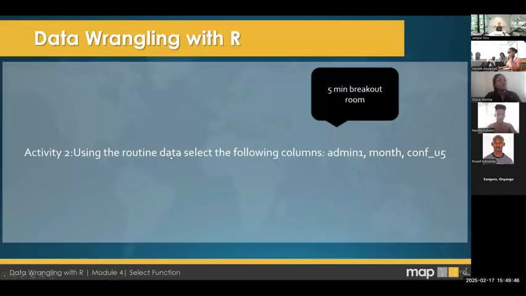Using now the edited routine data, which we have named DF, we select these 3 columns. I think that's going to be easy for everyone to maneuver.